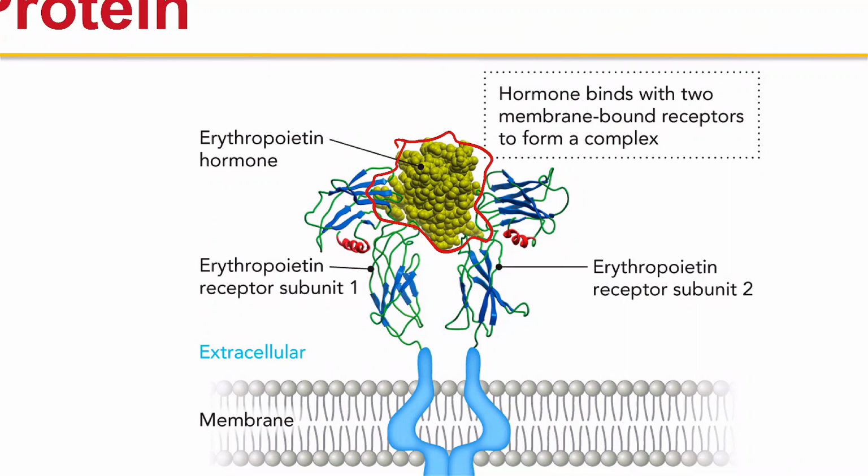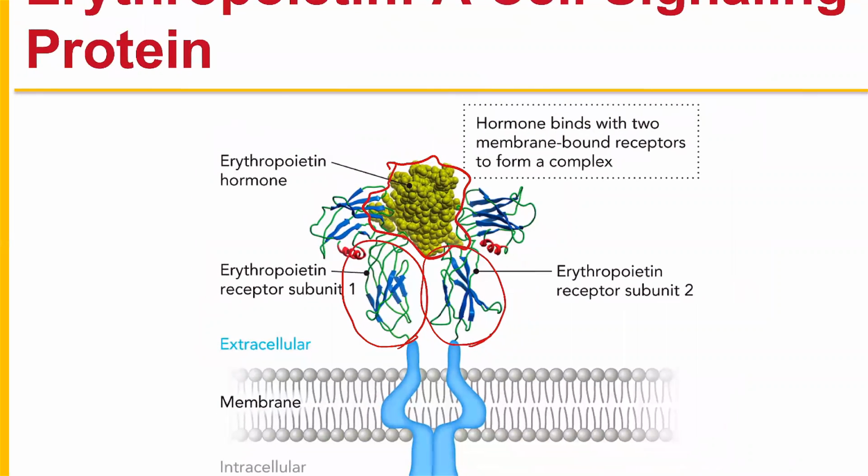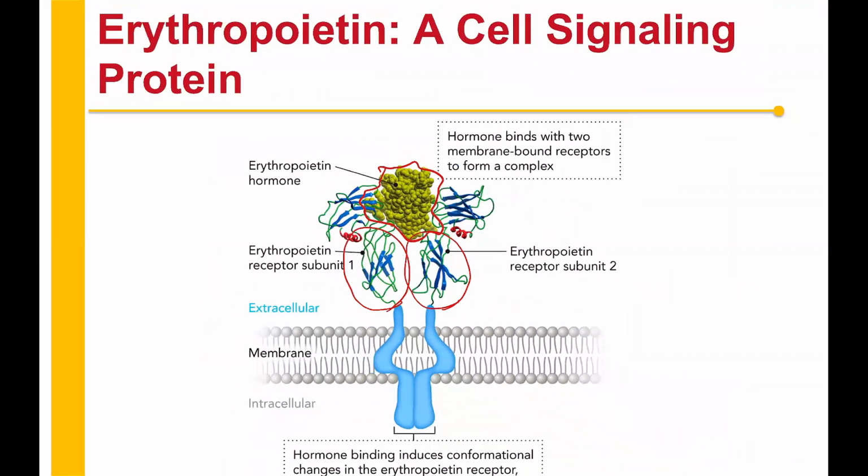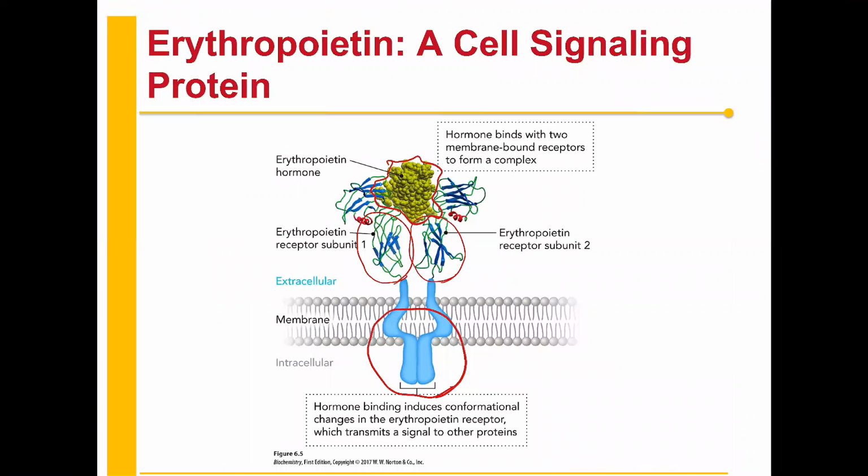All right, so erythropoietin. The hormone binds to our erythropoietin receptor. You have 2 subunits of this receptor, 1 and 2, and they're going to bind to the erythropoietin hormone. When that happens, the receptor is going to have a conformational change, and in this case the conformational change is that it will dimerize. Not every conformational change is a dimer, but in this case it is.